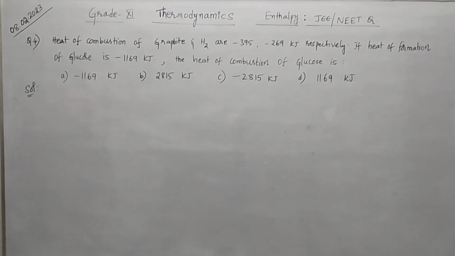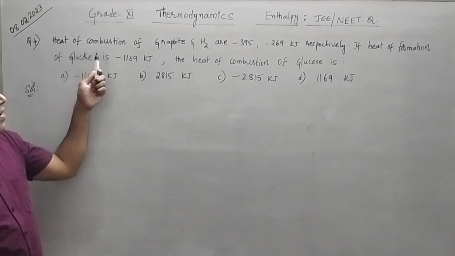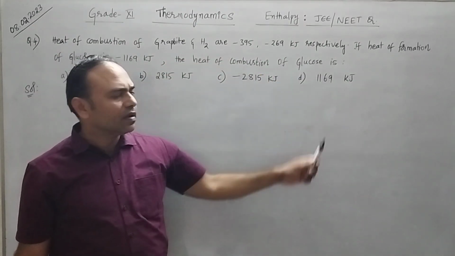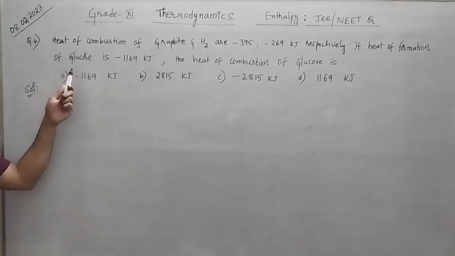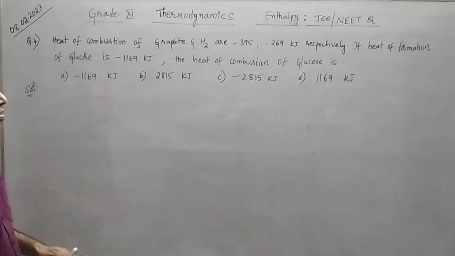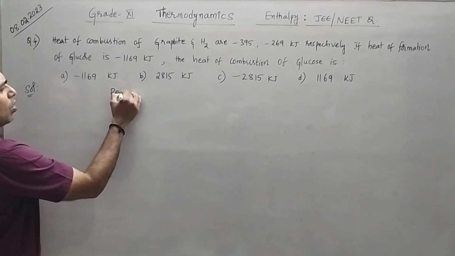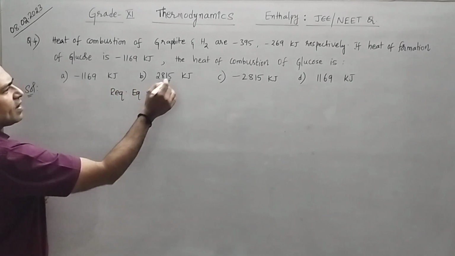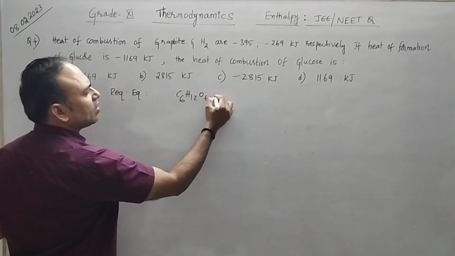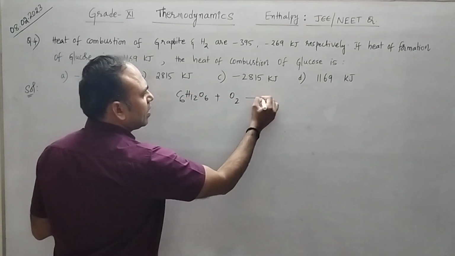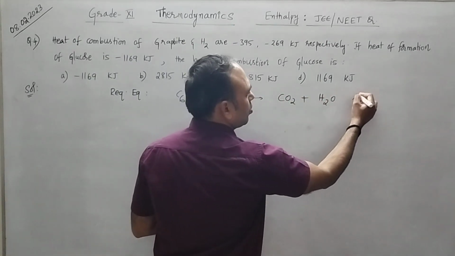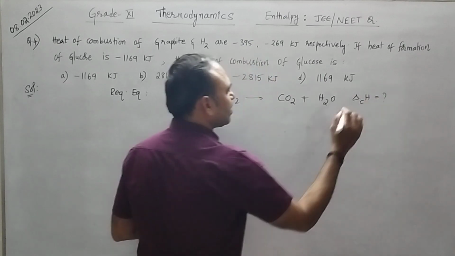Next, question number 4. The given information: heat of combustion of graphite and H2 are minus 395 and minus 269 kilojoules. If the heat of formation of glucose is minus 1169 kilojoules, they are asking what is the heat of combustion of glucose. First one, what is the required equation? They are asking heat of combustion of glucose, C6H12O6 plus O2 gives CO2 plus H2O, delta CH they are asking.